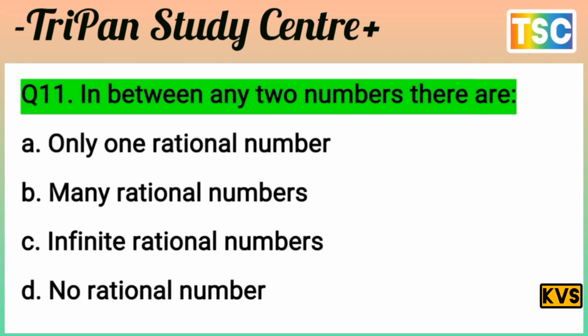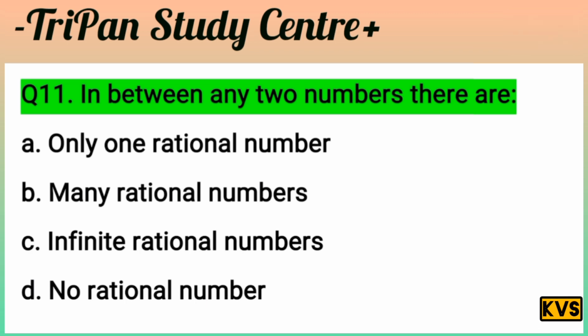Next question arrives, that's important. In between any two numbers there are: A, only one rational number; B, many rational numbers; C, infinite rational numbers; D, no rational number. That's a clear question for the exam, but first test your IQ level. I give you a few seconds. You must have a thought of your answer.